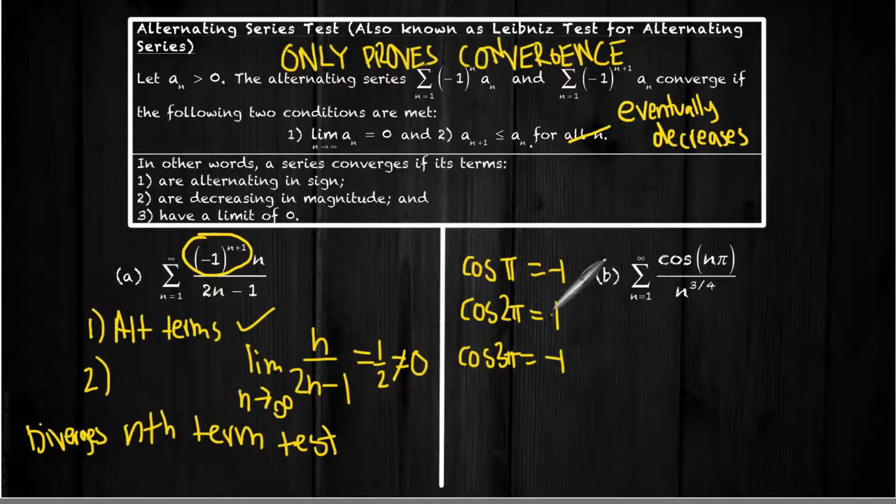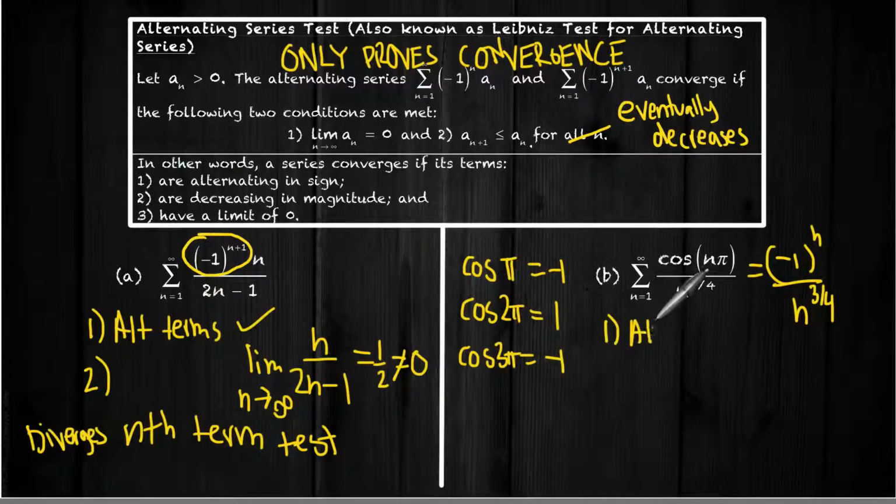It goes from negative 1 to 1, negative 1. So this really, if you wanted, you could rewrite this as negative 1 to the n over n to the 3/4, since cosine of n pi is equal to negative 1 to the n power. All right, so we have proven, first of all, that the terms are alternating. So alternating terms, check.